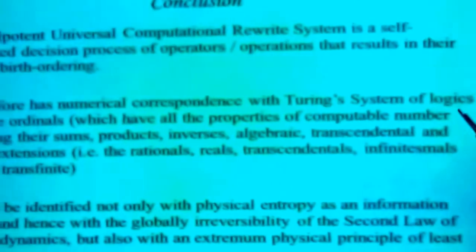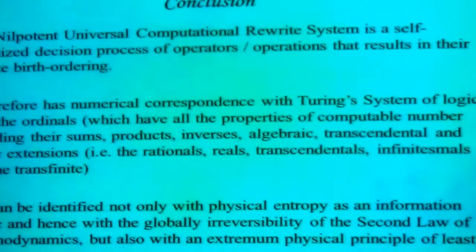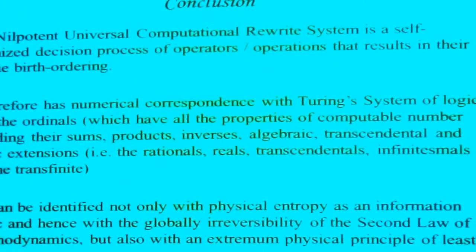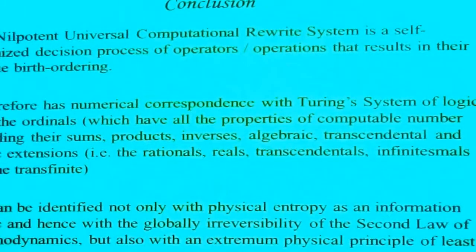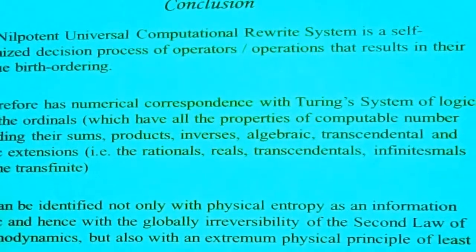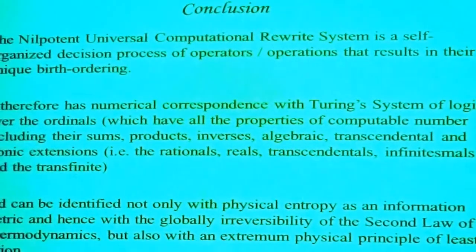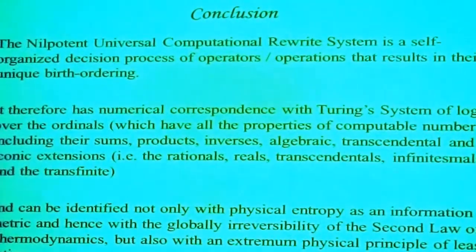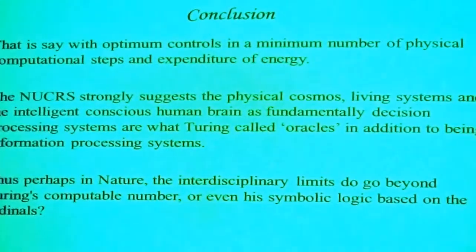Universal computational, that's numerical correspondence with Turing's system of logics of the ordinals, and so on. And it can be identified not only with physical entropies and information metric, but also with the second or third act, but also with the least action, as we mentioned earlier.